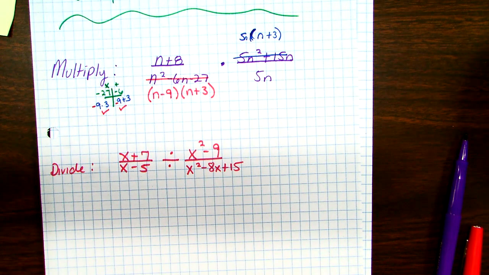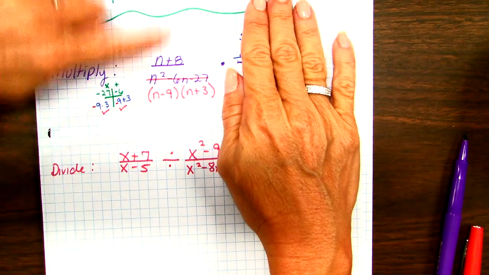Now you can leave it just like this, and I'll show you how to write it one other way if this is hard for you to understand the way it's written. But what we're going to be doing right here, guys, is finding anything that can cancel. Where you can cancel is up and down, just like yesterday.